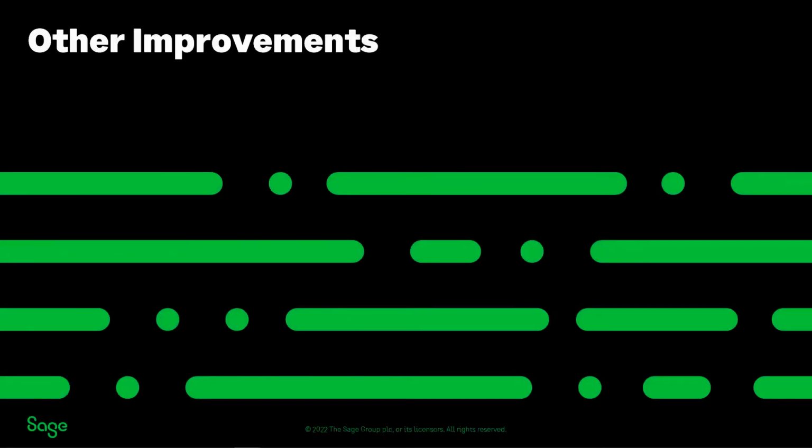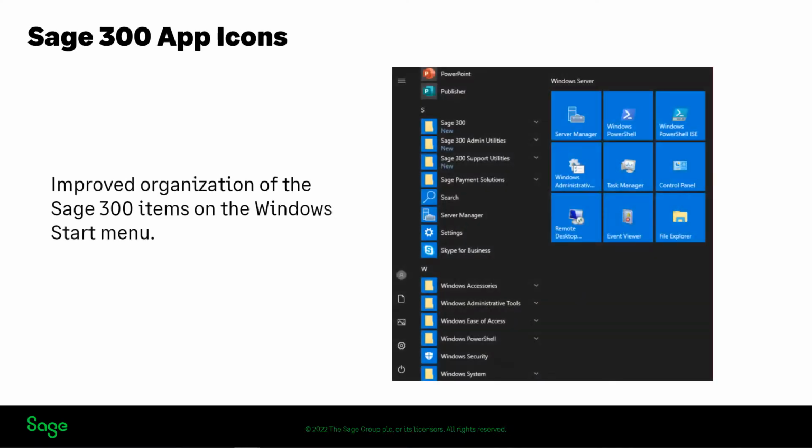This release also includes other improvements. Improvements have been made to the organization of Sage 300 items on the Windows Start menu so that you can find things more easily. Instead of a single Sage menu, there are now 3 menus: Sage 300, Sage 300 Admin Utilities, and Sage 300 Support Utilities.